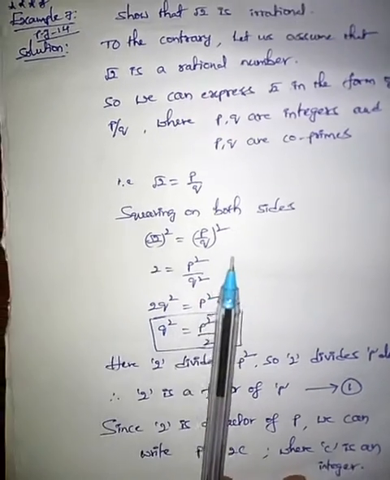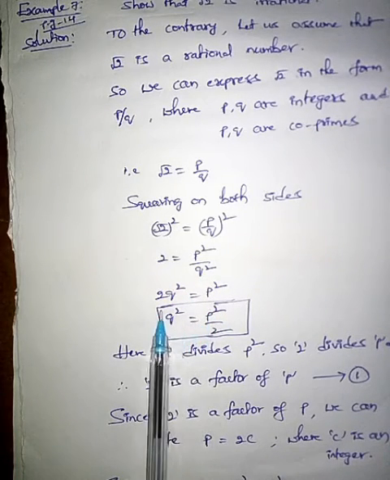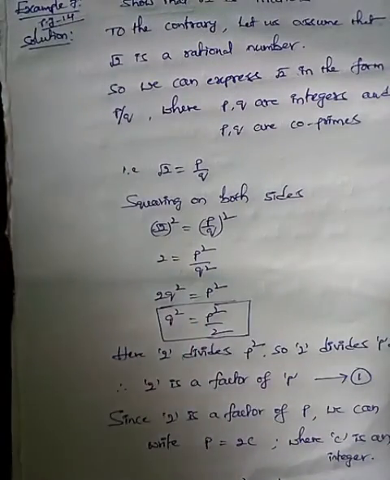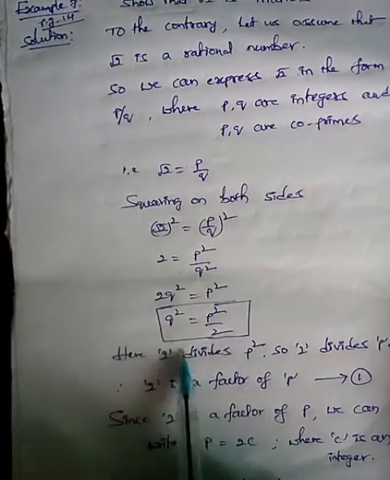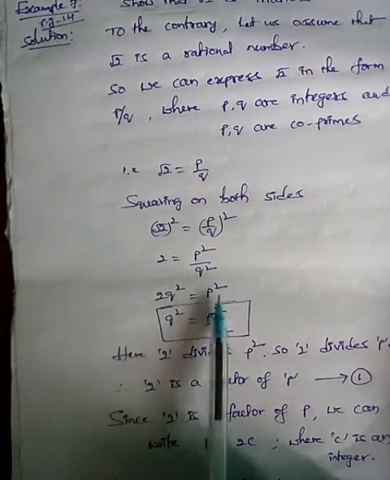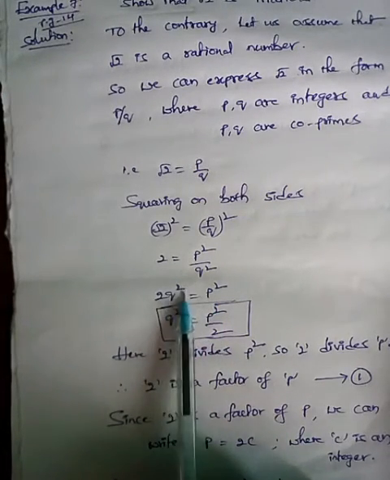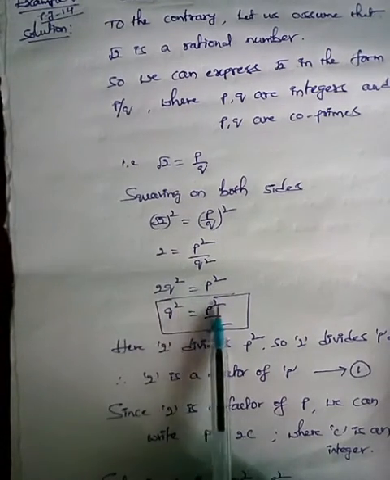Now do the cross multiplication. Then you will get 2q square equal to p square. Now transpose 2 from RHS to LHS. Here 2 multiplies q square, so that's why it divides p square. So q square equals p square by 2.